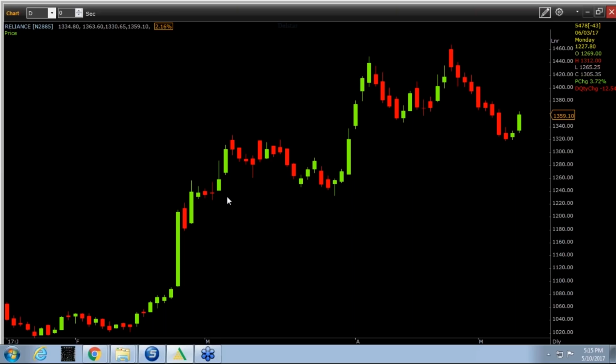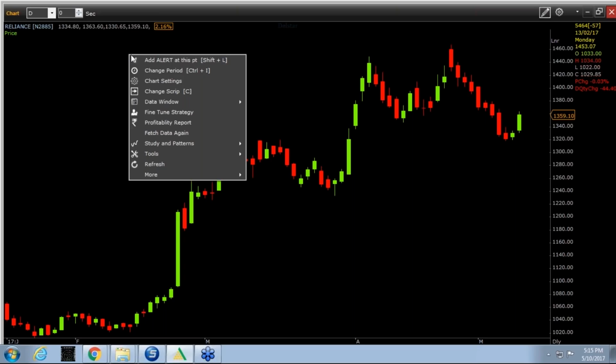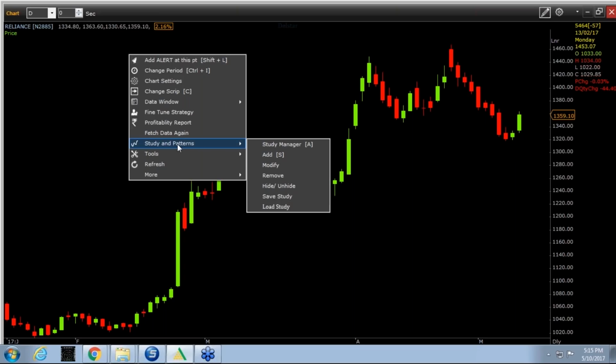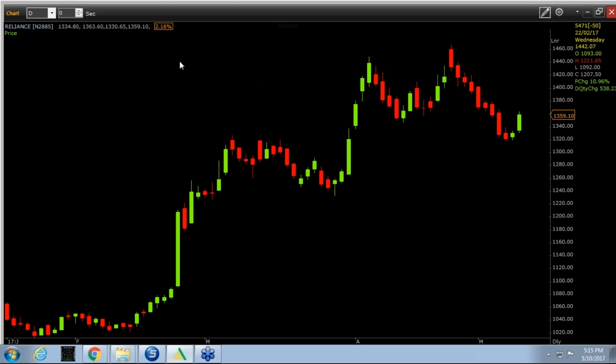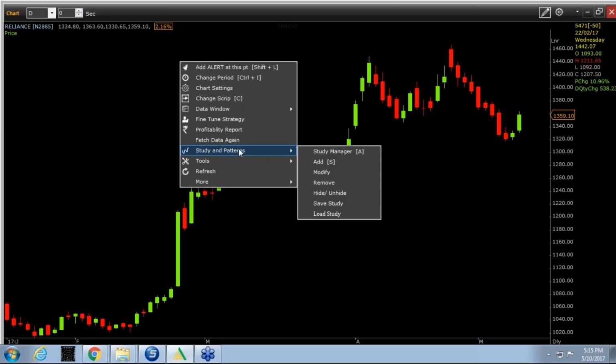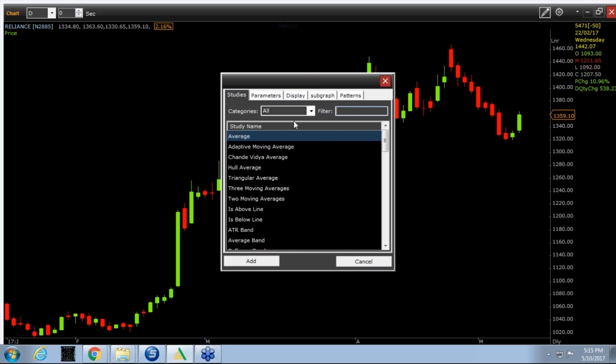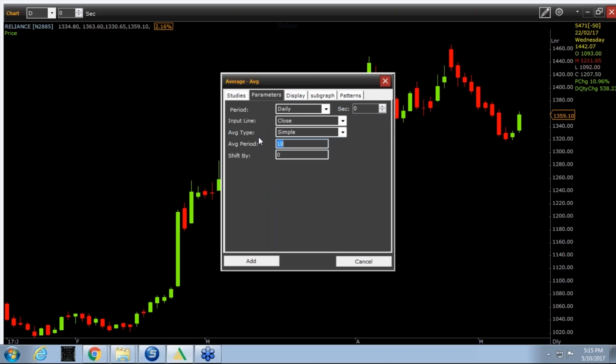So this is what is on the daily charts. First I'll talk about the daily, and then we can look at the intraday charts as well, how you can plot that, and what indicators are there. We'll take Reliance, for example, and do some studies and patterns. You can see that it's very simple. You do a right click, then go to study manager, and you can also press S to add. So you simply go there.